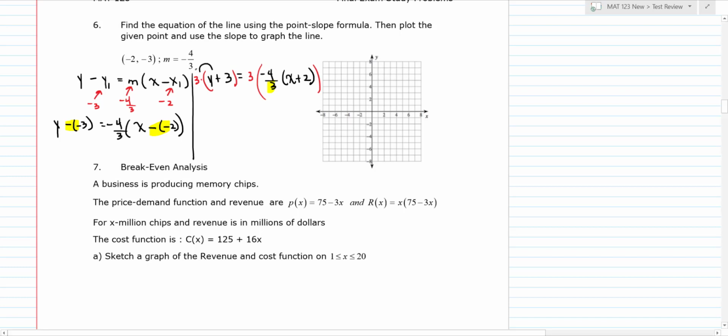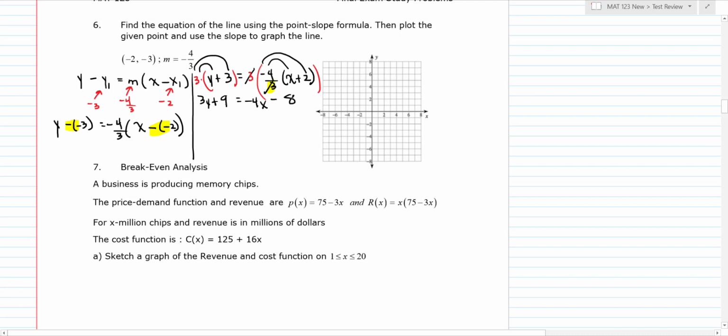That would be distributive property. That's going to give 3y plus 9. That's going to cross that out. Okay, don't take the 3 through because it's gone. Now take the -4 through, so you would have -4x and minus 8.